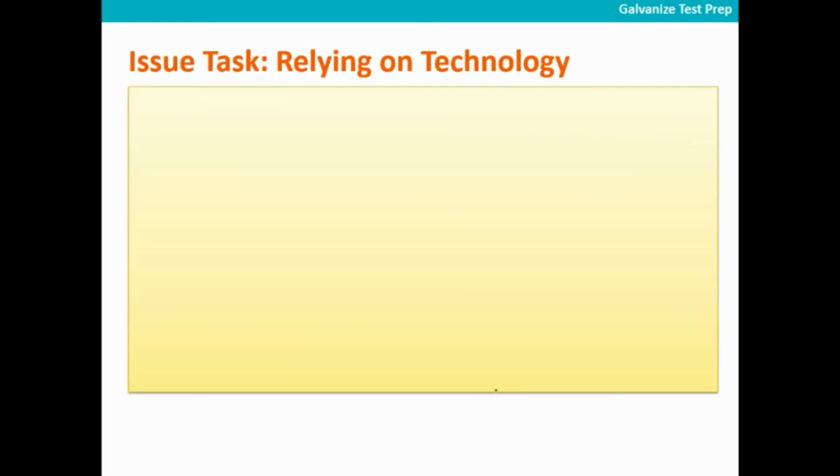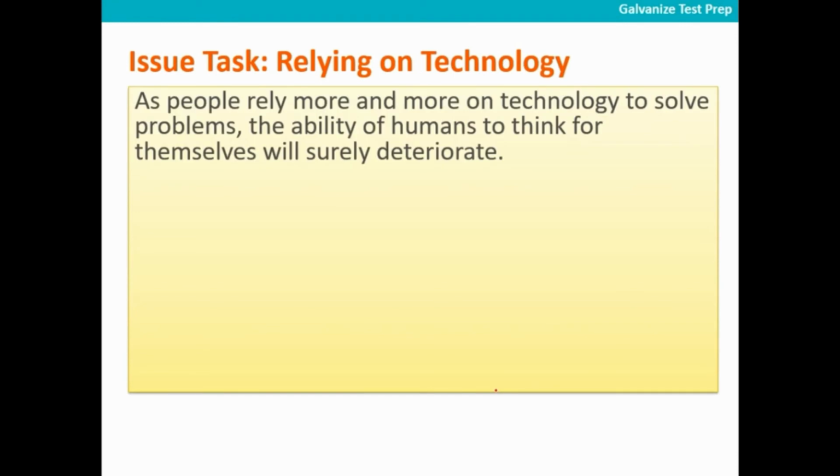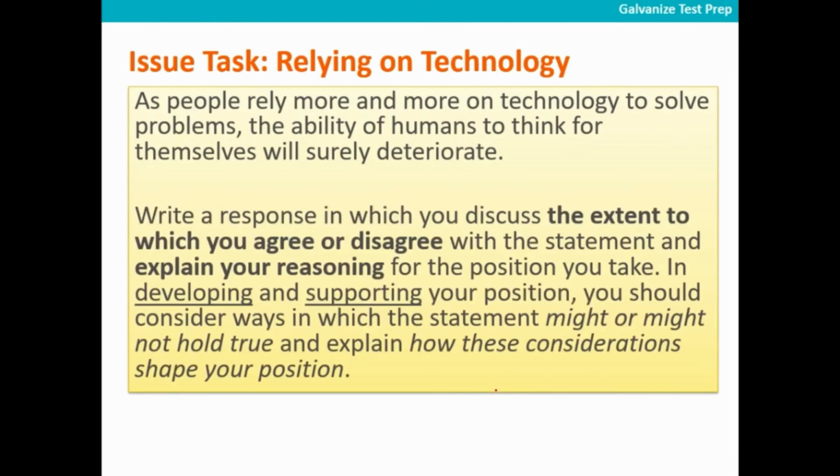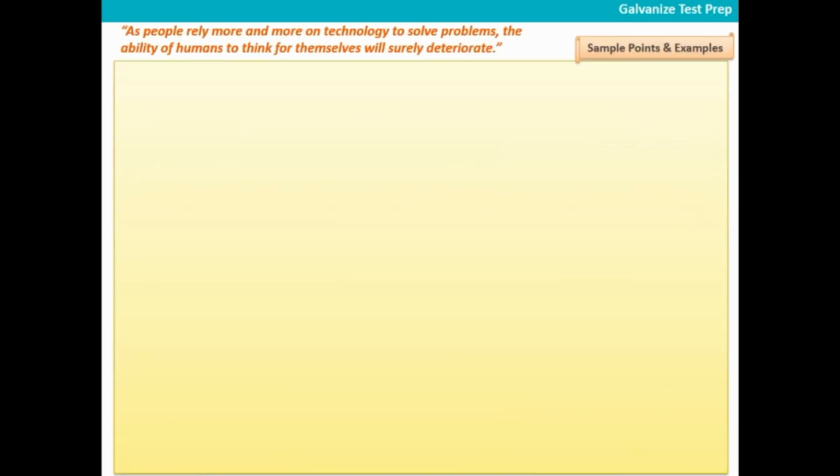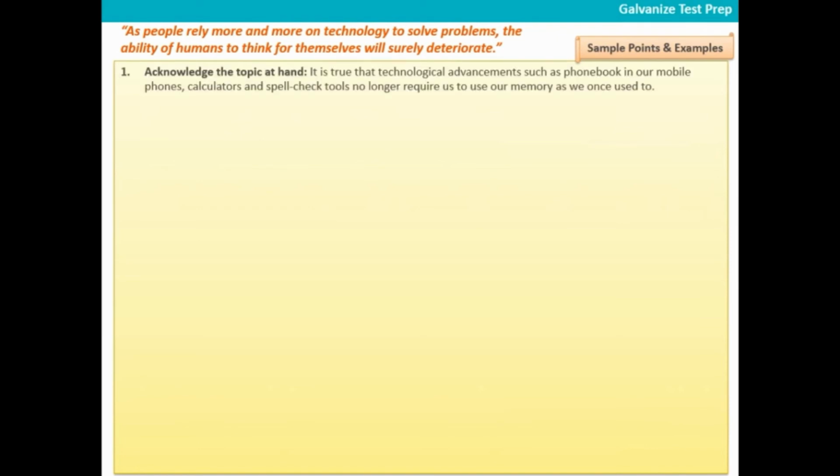Now, we already saw this task earlier. This is the prompt, and these are your instructions. This is the issue itself. I wanted to show you a list of relevant points and examples for this particular task so you have an idea of how you can analyze it. What are the levels at which you can think and analyze this topic?